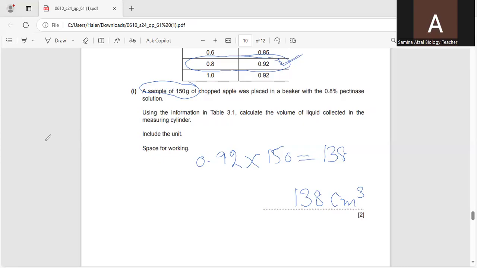Now we have to take the 150 grams of chopped apples. So we will multiply it by 150 because we have this value obtained after investigation. When they have given us 150 grams of chopped apples, then we multiply it with 0.92. So we are able to get the answer, which is 138 cubic centimeters.